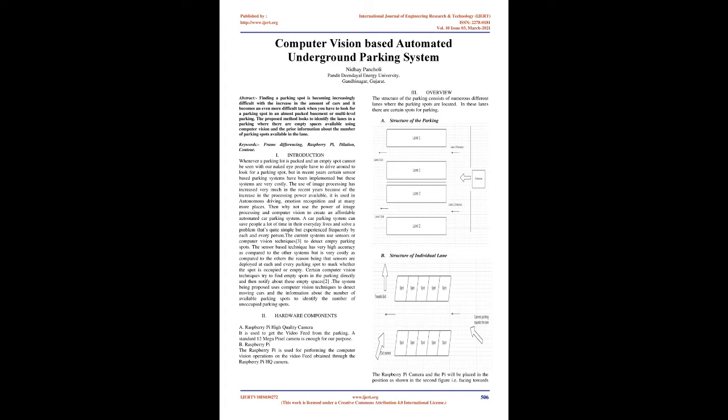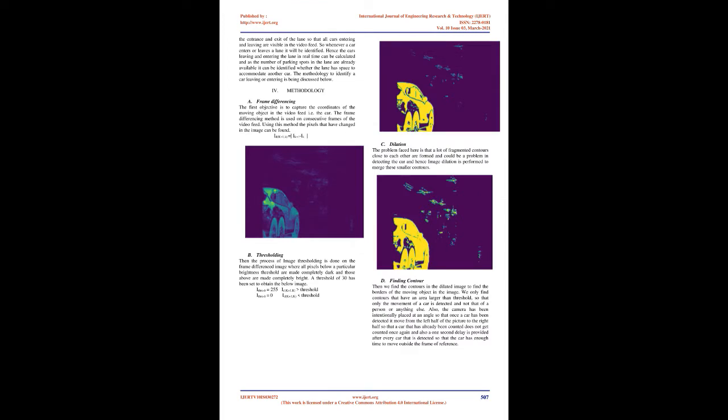Then why not use the power of image processing and computer vision to create an affordable automated car parking system? A car parking system can save people a lot of time in their everyday lives and solve a problem that's quite simple but experienced frequently by each and every person. The current systems use sensors or computer vision techniques to detect empty parking spots. The sensor-based technique has very high accuracy compared to the other systems but is very costly, the reason being that sensors are deployed at each and every parking spot to mark whether the spot is occupied or empty. Certain computer vision techniques try to find empty spots in the parking directly and then notify about these empty spaces too.